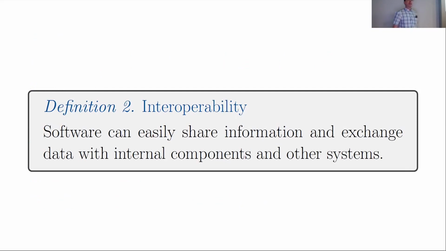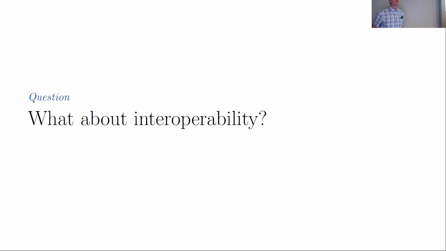Another quality attribute is interoperability. So we want our software to be able to work well with other components or systems. We want to easily exchange information with other systems. We want to easily work with other things. So how well do monolith and layered and pipeline support interoperability?